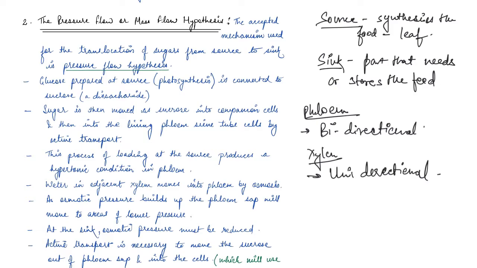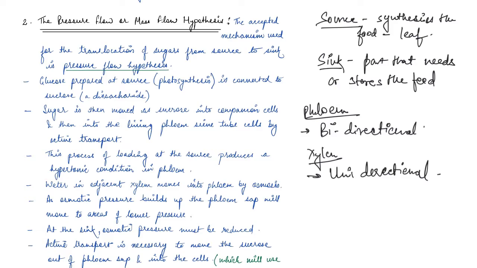So basically, in the leaves, photosynthesis is happening and glucose is being prepared there, right, in the presence of sunlight. Now it is converted to sucrose. It is after that converted to a disaccharide, which is sucrose. Now this sugar is moved in the form of sucrose into the companion cells and then into the phloem sieve tube cells. And how does it move? It moves by active transport. Remember that the plant uses energy to do this.